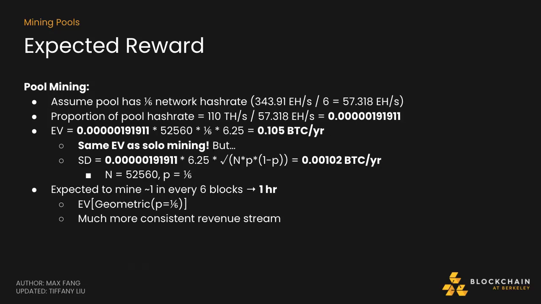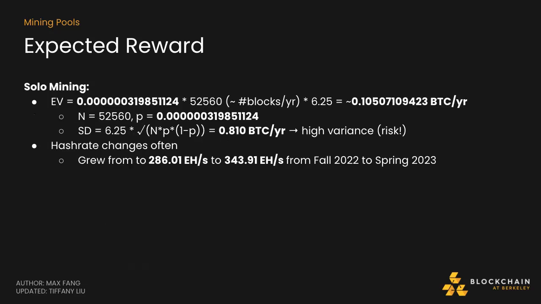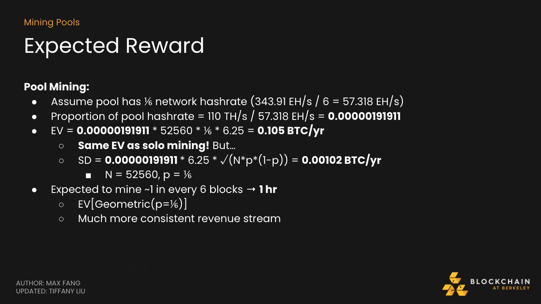But the difference here is that the standard deviation is much, much lower. So as you can see here, the standard deviation is 0.00102 compared to this one, 0.81. So this just means that if you join a mining pool, your variance is going to be a lot lower, so the risk isn't as high.